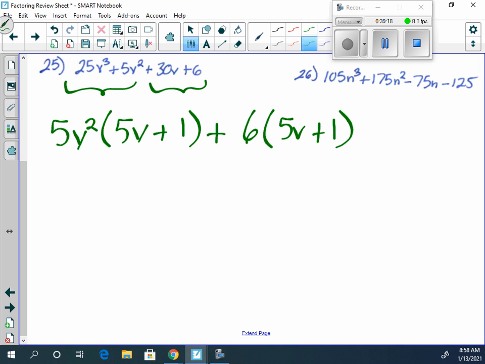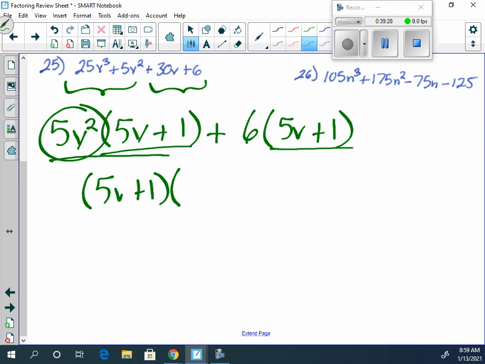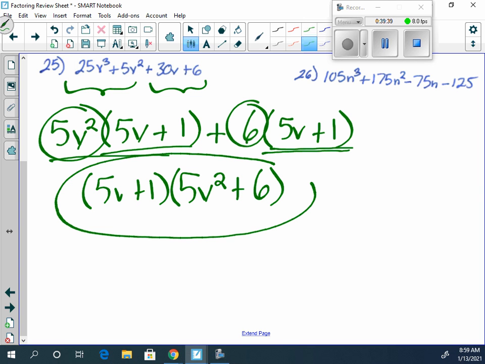Now, because these are in common in both, we can factor it out again. So we have 5v plus 1. And we factored out of the first term, all that's left is our 5v squared. And we factored out of the second term, all we have left is 6. And that's it. Questions on these here? We good with 25 and 26?